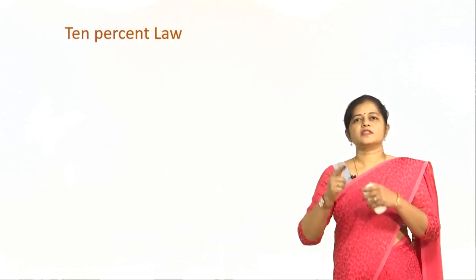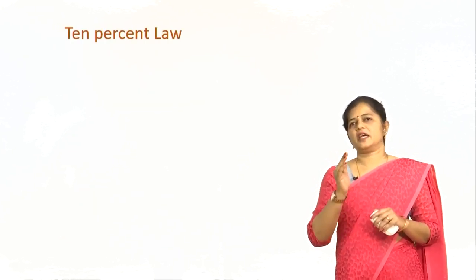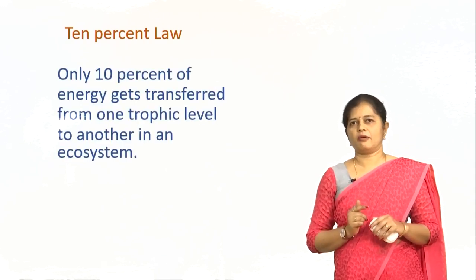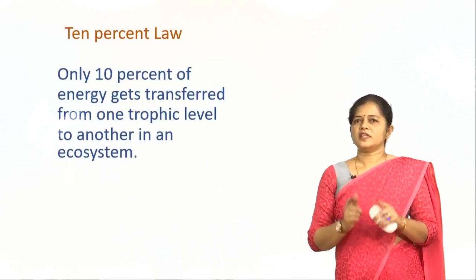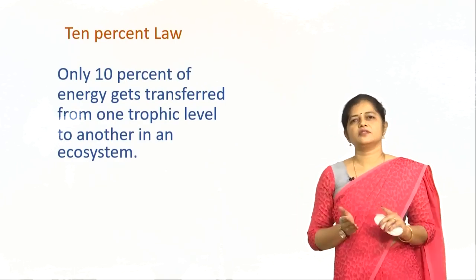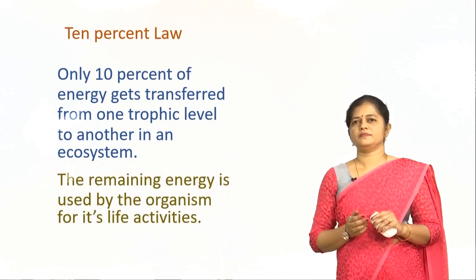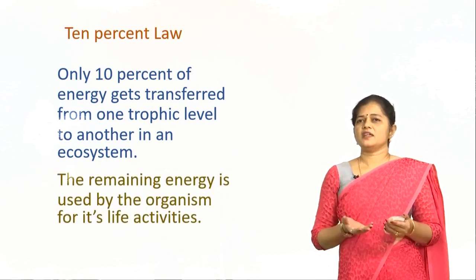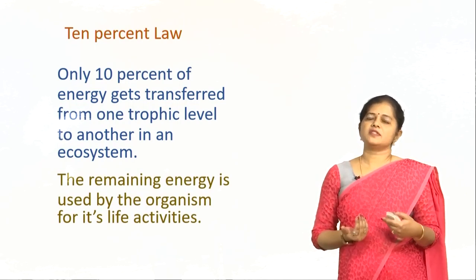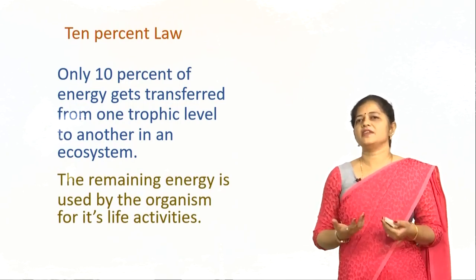And this transfer of energy from one trophic level to another trophic level is guarded by a law called the 10% law. That means only 10% of the energy gets transferred from one trophic level to another trophic level in any ecosystem. Now why is that so? The remaining energy, that is the other 90% of the energy, will be consumed by the organism for its life activities.